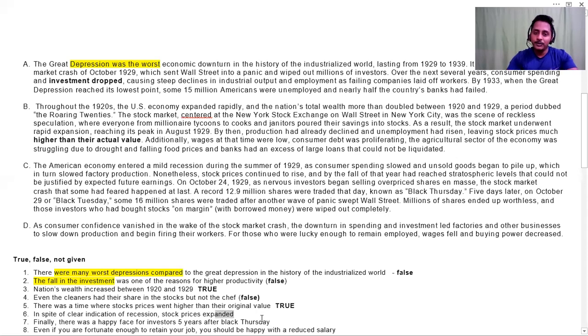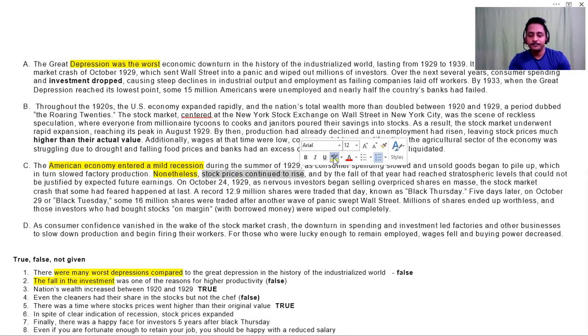In spite of clear indication of recession, stock prices expanded. Vandana, correct? I think she already has 8 in reading, if I'm not wrong. Kanchan, correct? Pooja, correct? See here, in spite of: the American economy entered a recession, but nonetheless, nevertheless, in spite of, despite, stock prices continue to rise. Stock prices expanded. So this is going to be true again. Charan, perfect.